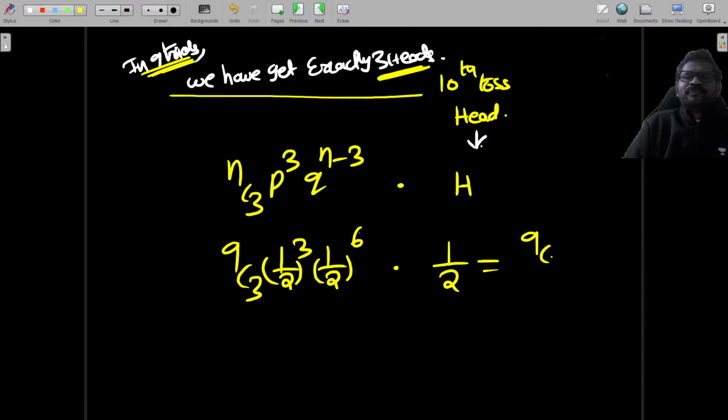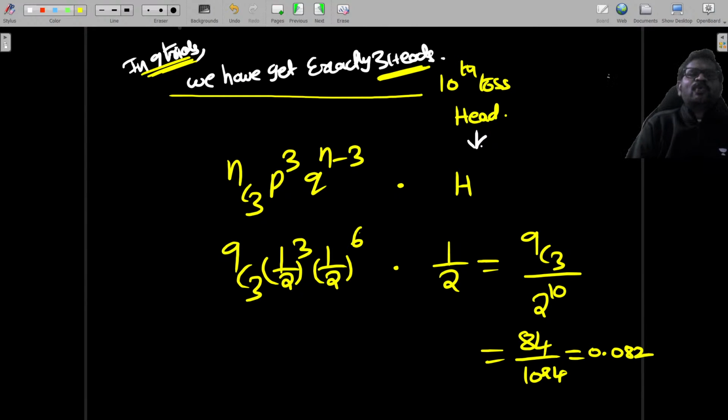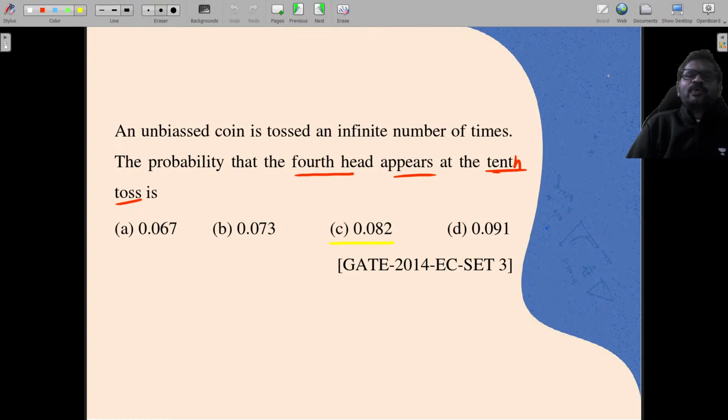That is 9C3 by 2 power 10. That is 84 by 1024. That is 0.082. Correct answer is 0.082.